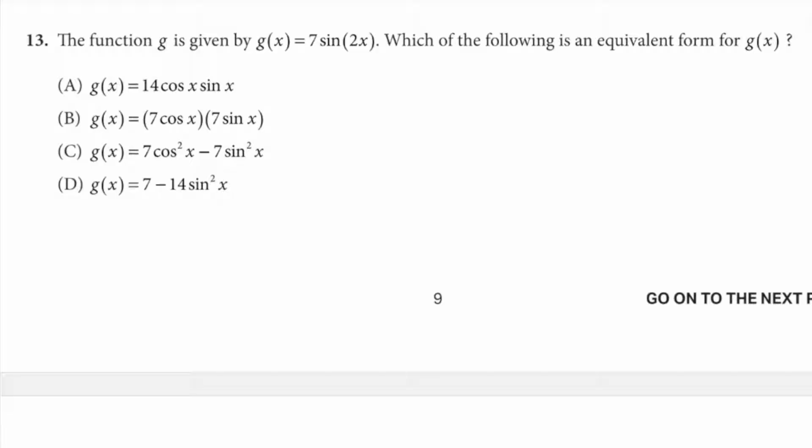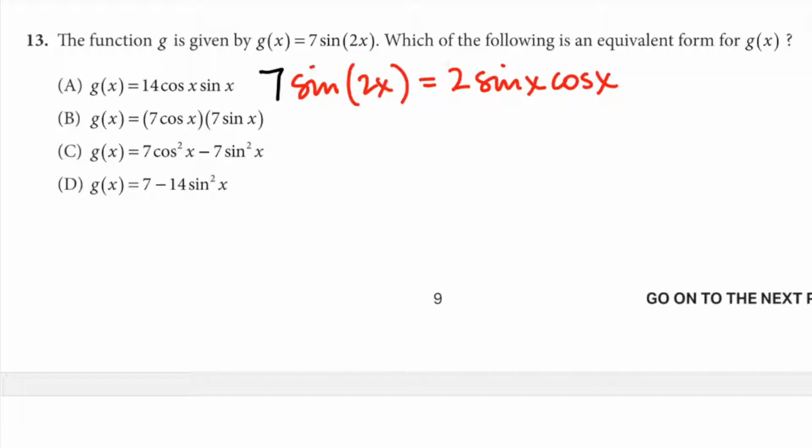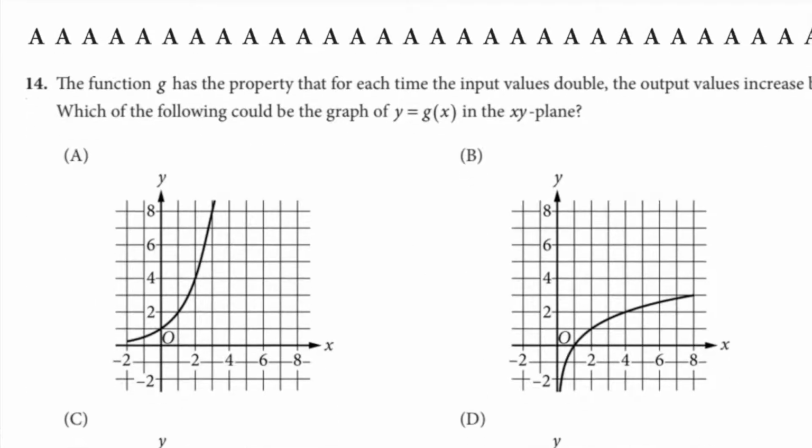Okay, so which of these is an equivalent form for g of x? Oh, double angle formula. This is one I do know. I'm not the best with trig identities, but I can usually figure them out from the ones I do know. Sine of 2x is 2 sine x cosine x. So if I was going to take that and multiply it by 7, I would need to do that on both sides. And so that would be 14 sine x cosine x.